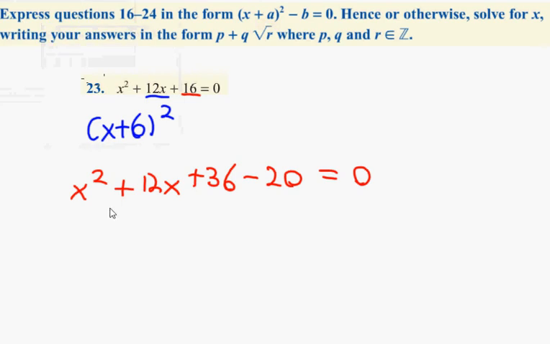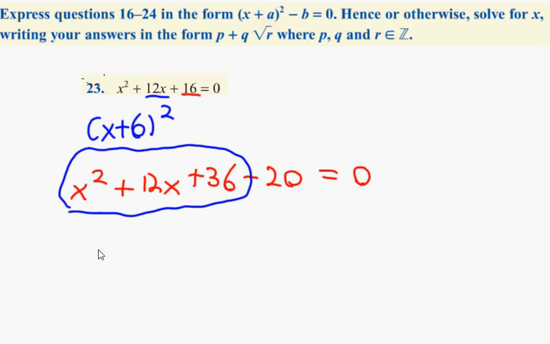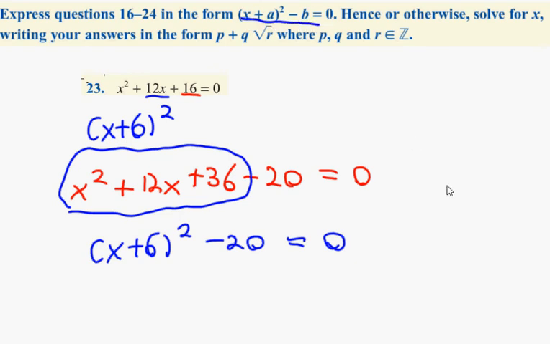So what we're going to get here is the following. We're going to change this back. We're going to circle this, and this part that's circled is going to change back into x plus 6 squared. It's going to be x plus 6 squared minus 20 equals 0. Now we can see that it now obeys the form x plus a squared minus b squared. So a is 6 and b is minus 20.